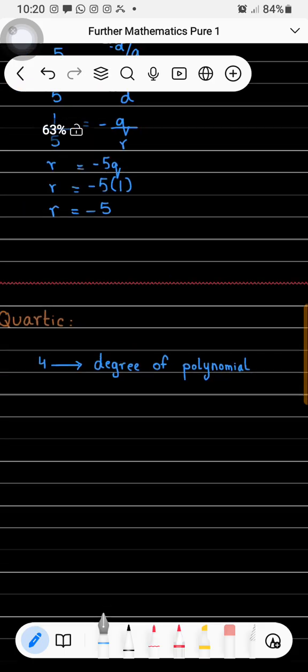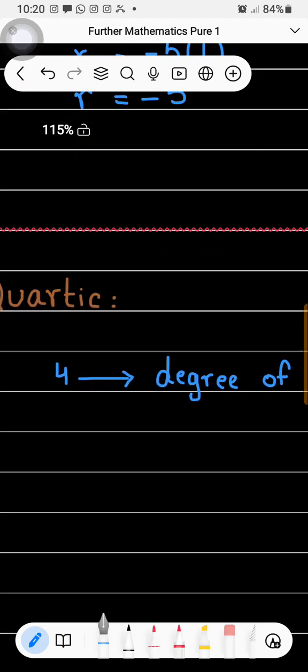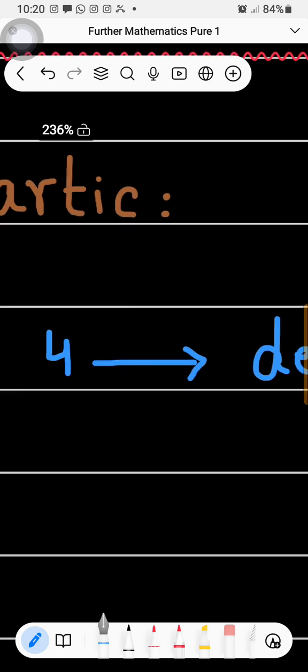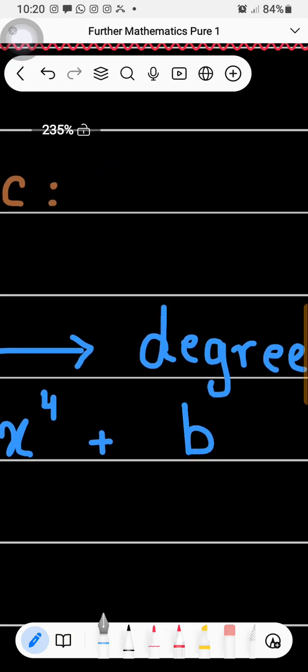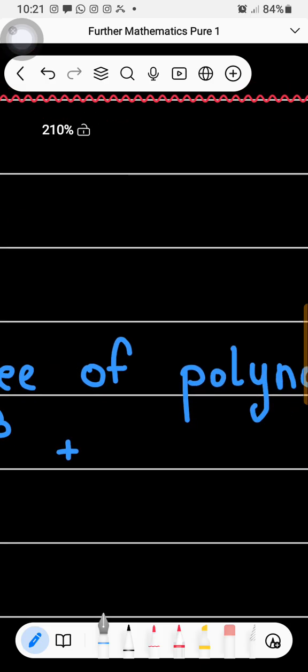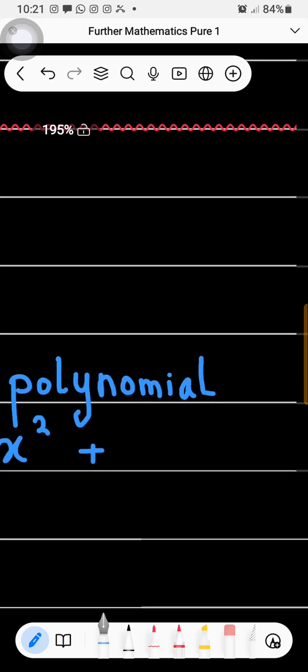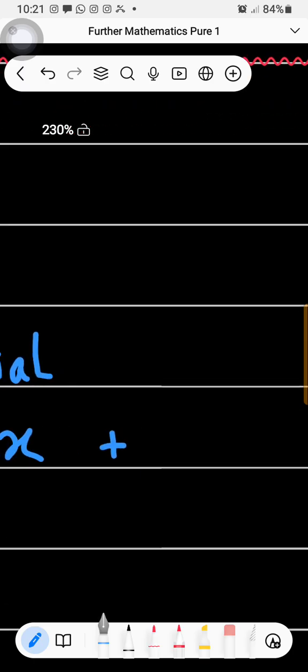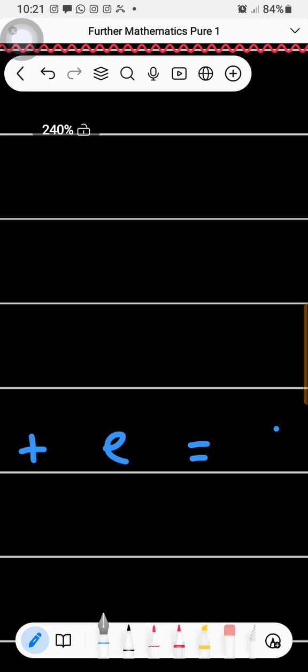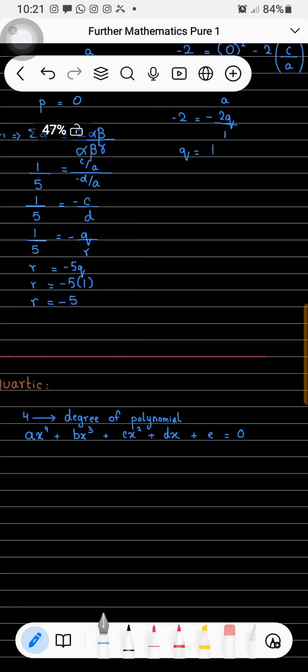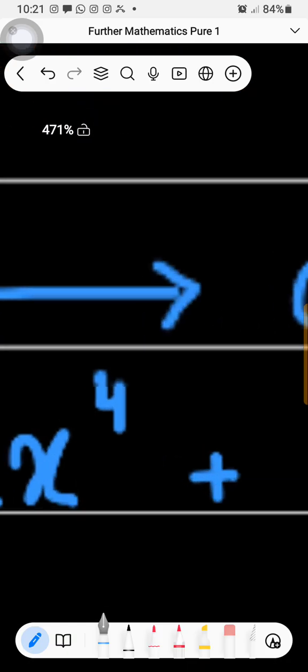Then let me show you the general structure of quartic equations. Basically the quartic equation looks like ax power 4 plus bx cube plus cx square plus dx plus e equal to 0. So you get this structure. The maximum power of x is 4.